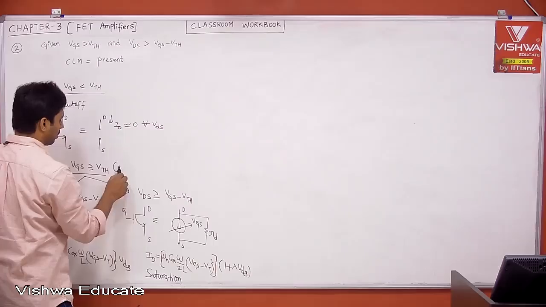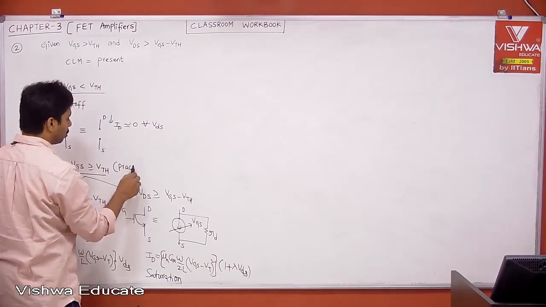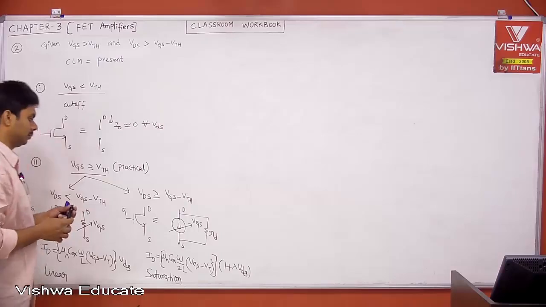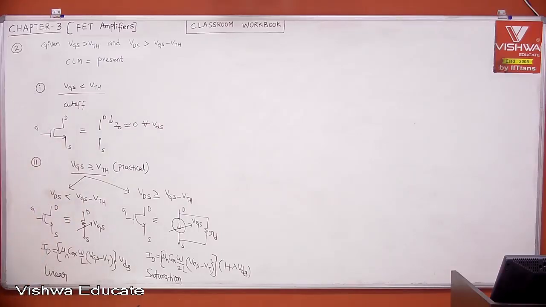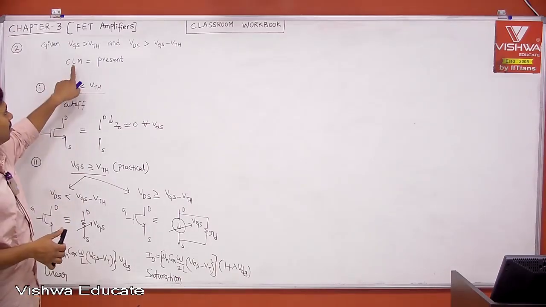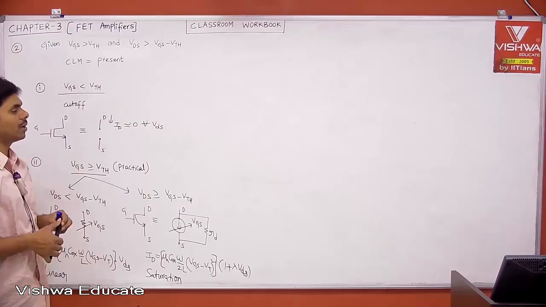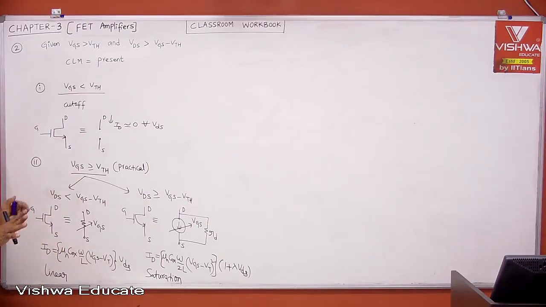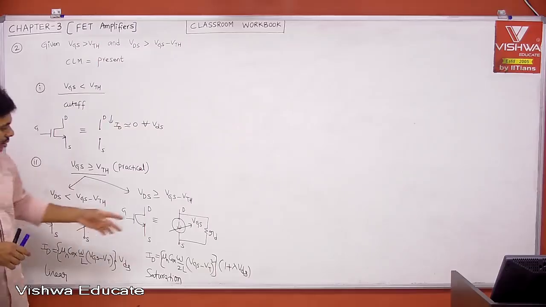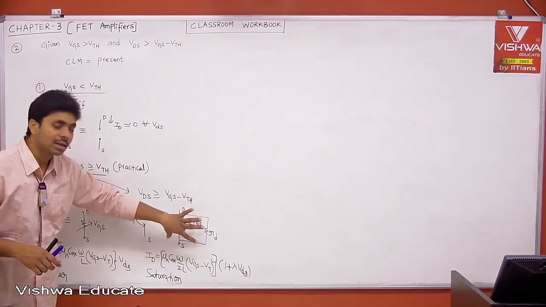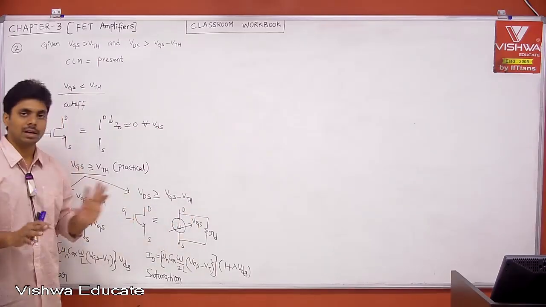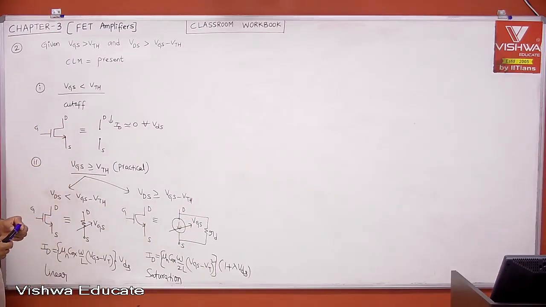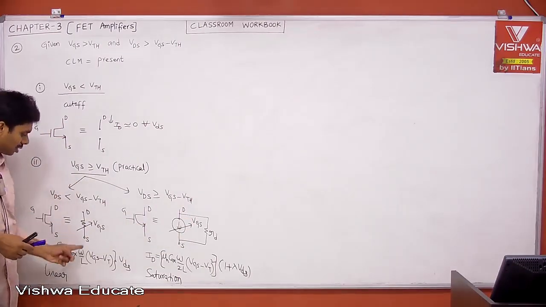Therefore, practical models are level 2 models. Because the problem statement says channel length modulation is present. See, if channel length modulation is not there, instead of a practical current source, it will be an ideal current source, but the current will be controlled by gate to source voltage. Then if I say ideal, this is short circuit.